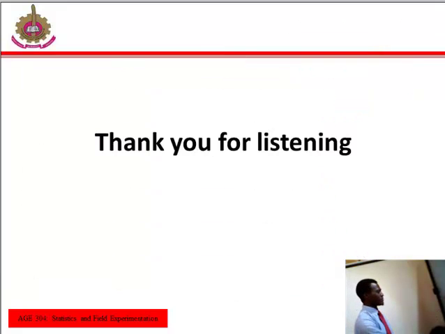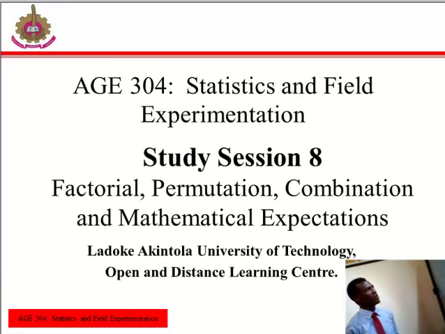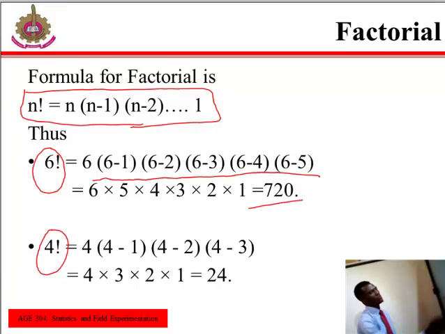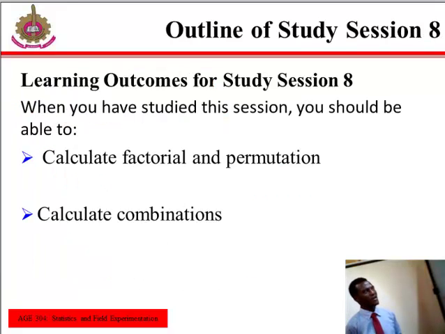Now with this, we have come to the end of study section 8, factorial, permutation, combination, and mathematical expectations. I believe by now you should be able to calculate factorial and permutation. Also, you should be able to calculate combinations. You are advised to go over the video clip once again to have better understanding of the subject matter.